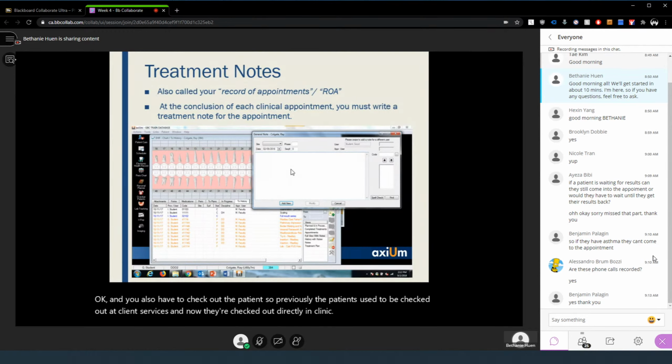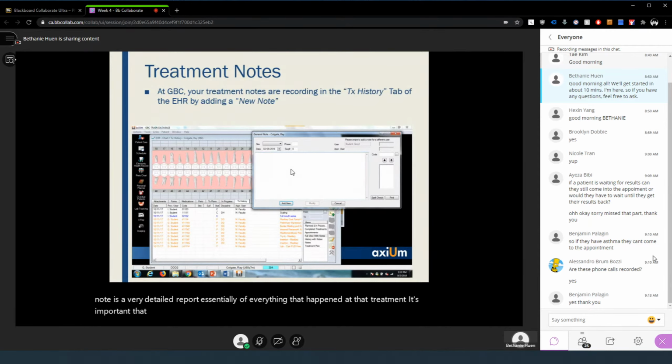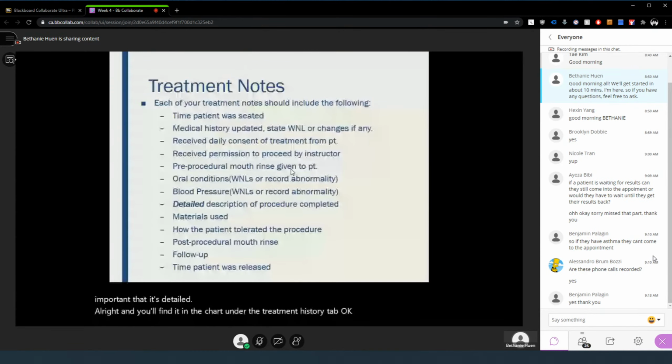A treatment note is always written at the end of every appointment, and it's essentially a story of what happened at that appointment. Remember what I said before, guys: if it's not in the chart, it didn't happen. So this treatment note is a very detailed report of everything that happened at that treatment. It's important that it's detailed. You'll find it in the chart under the treatment history tab, and you'd add a new note.